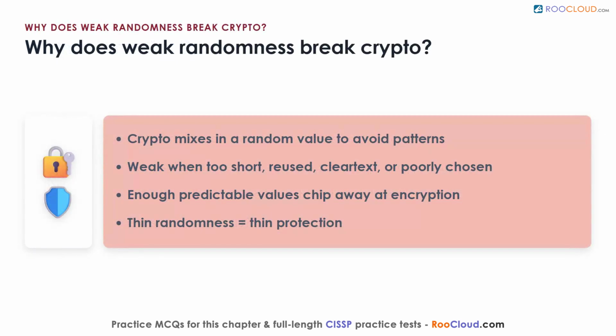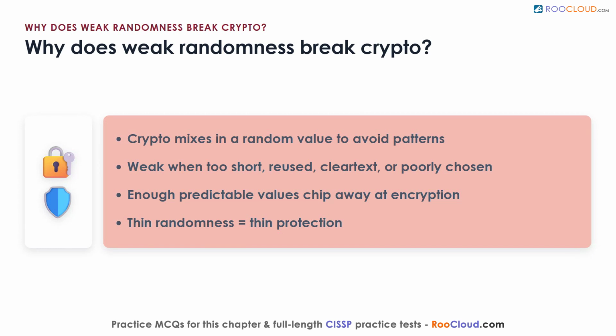Why is a weak random number a security hole? Because cryptography leans on unpredictability. Modern encryption mixes in a random value to keep patterns from repeating and to resist prediction. That value becomes a weakness when it is too short, reused, sent in the clear, or chosen poorly. Attackers who collect enough predictable values can chip away at the encryption, which is exactly how the earliest wireless encryption was broken. The lesson generalizes: when randomness is thin, the math protecting your data gets thin with it. Picture a combination lock that only ever spins through a handful of numbers, so a patient thief eventually walks right through.